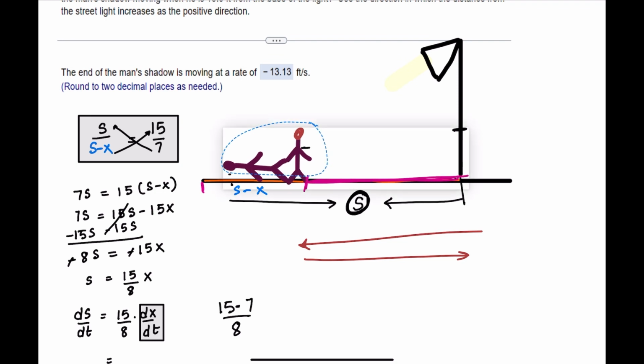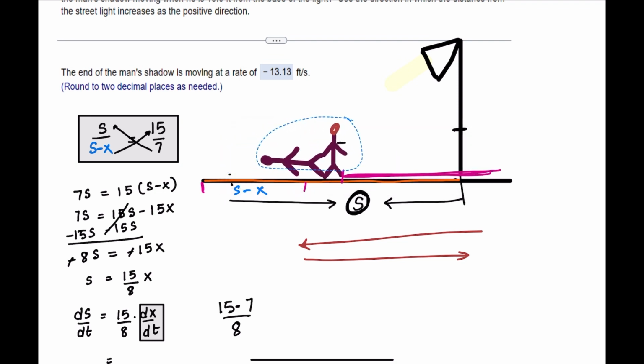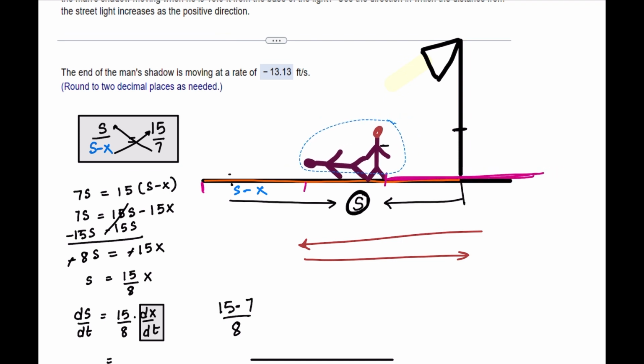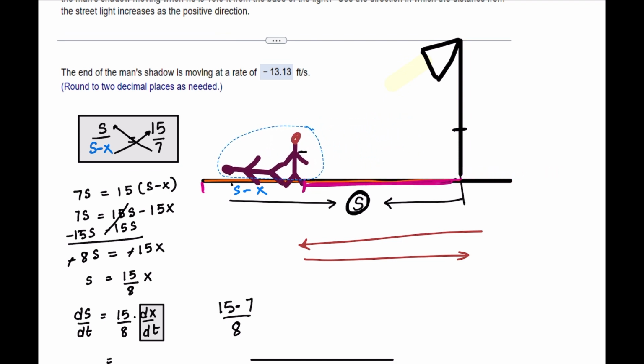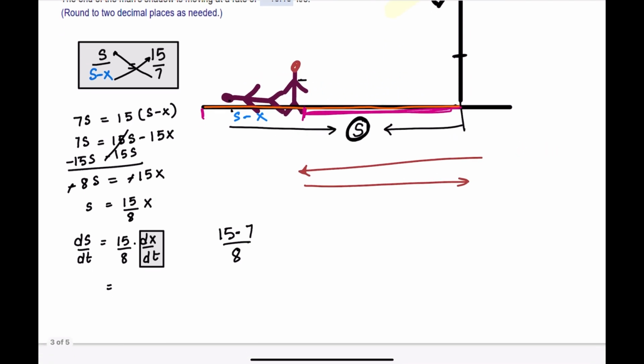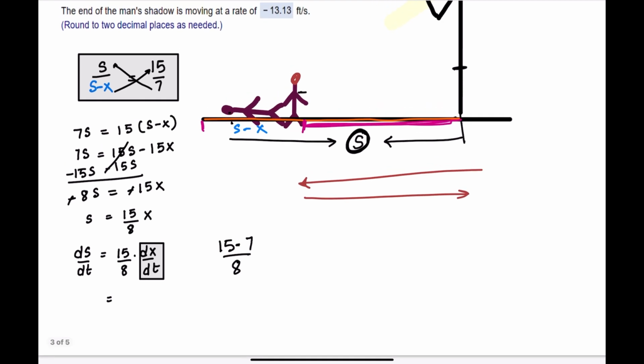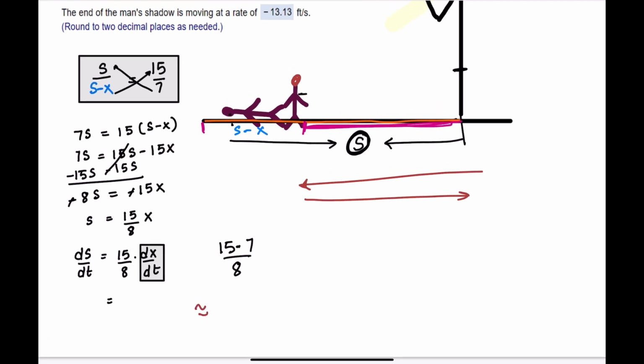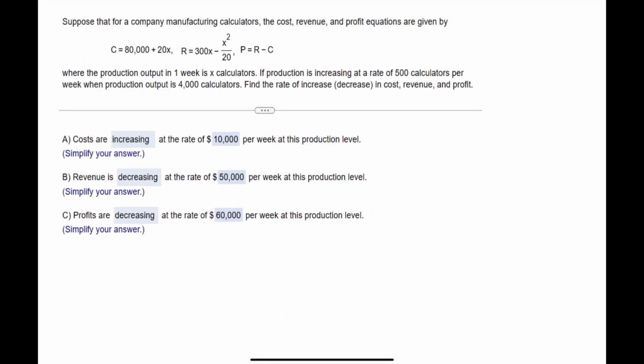So as you can see, when I move, what's happening? The distance is decreasing. Do you see that? So decreasing distance is always going to be negative. So 15 times 7 divided by 8 is approximately negative 13.13 feet per second. That is negative because it is decreasing. Okay? All right. Let's go ahead and take a look at the next problem here.